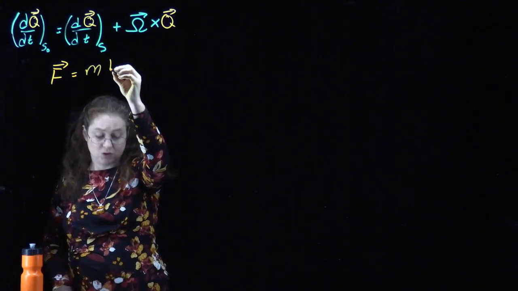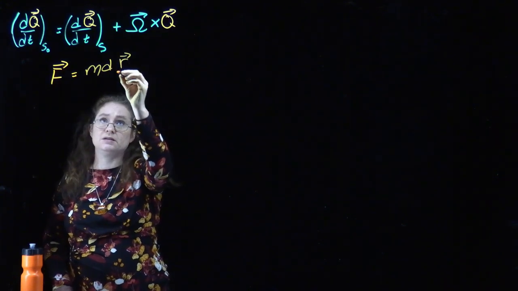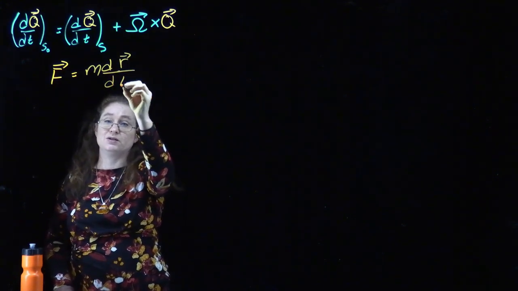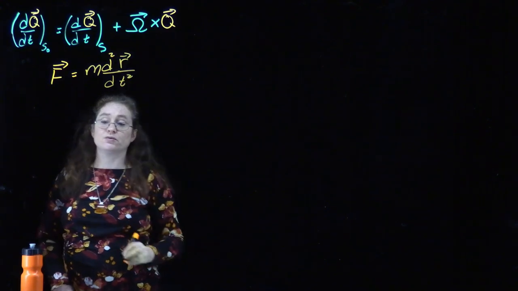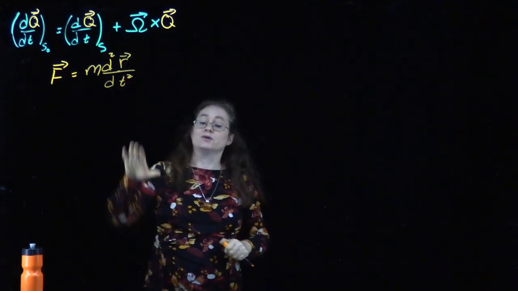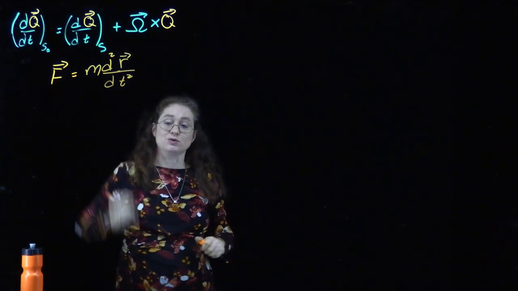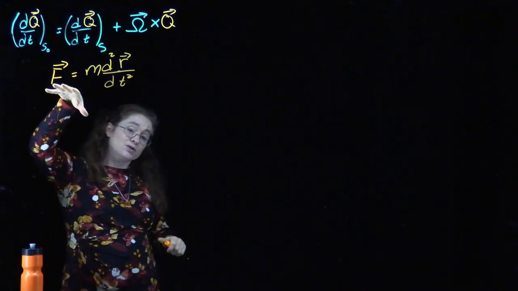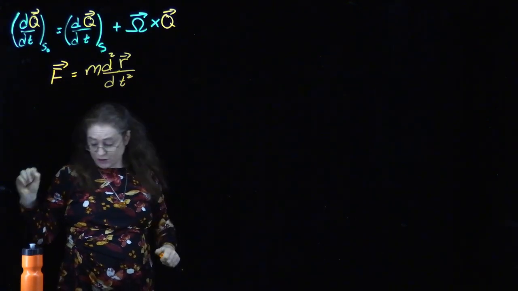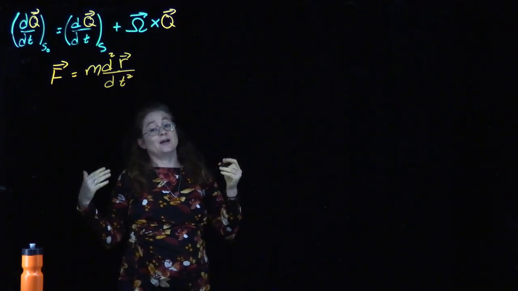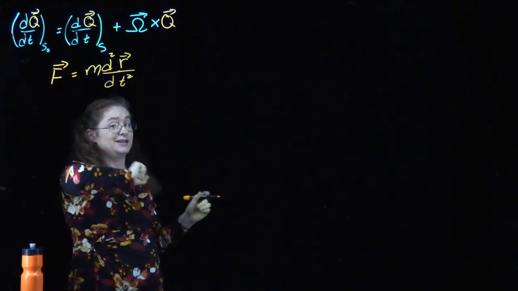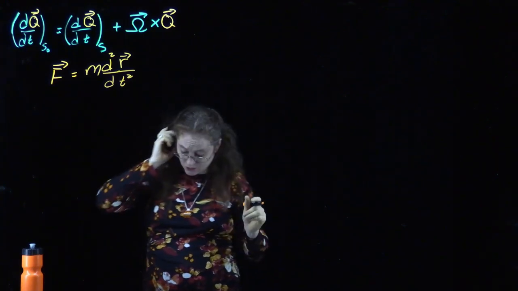So that is, now this is Newton's second law. The second derivative of the position vector with respect to time times mass equals the force. But this is only valid in an inertial reference frame. So we're going to try to find out how to connect it when you are looking at something which is not in an inertial reference frame.